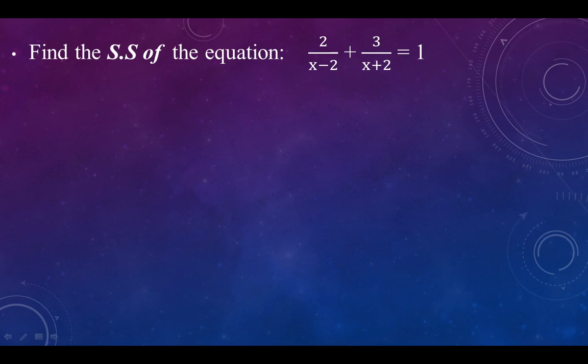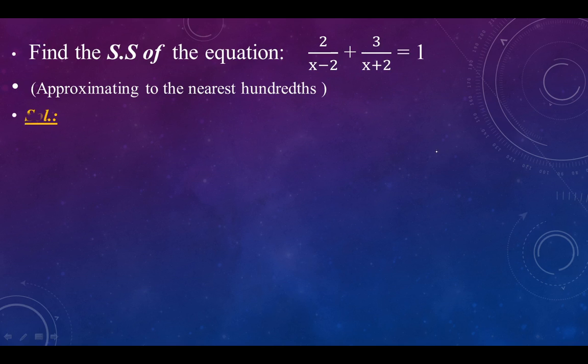So we wanted to get rid of x by multiplying all the terms of the equation by x. But here in this equation, we have x minus 2 in the denominator, and also x plus 2 in the denominator. So to solve this example, we have to multiply all the terms of the equation by x minus 2 and x plus 2.